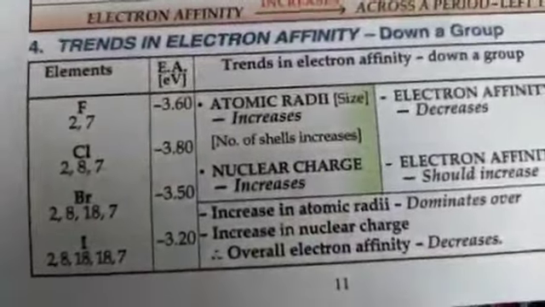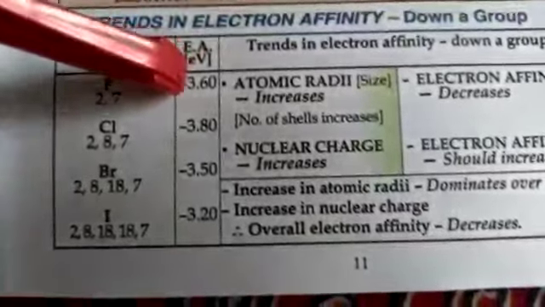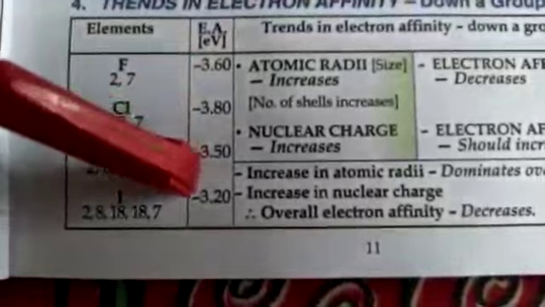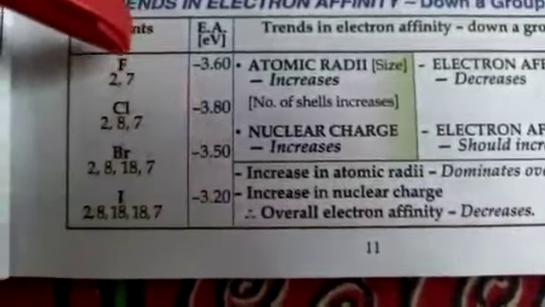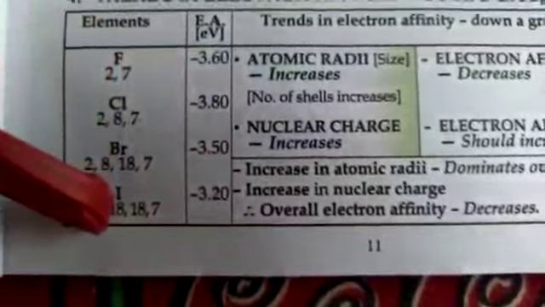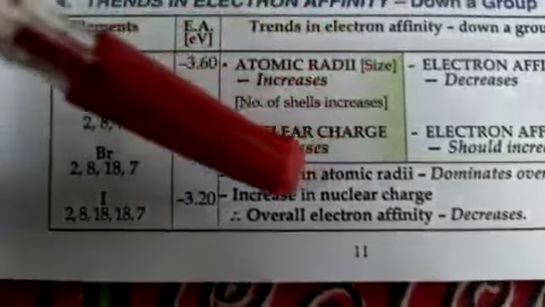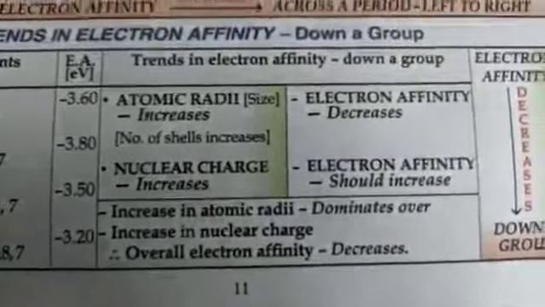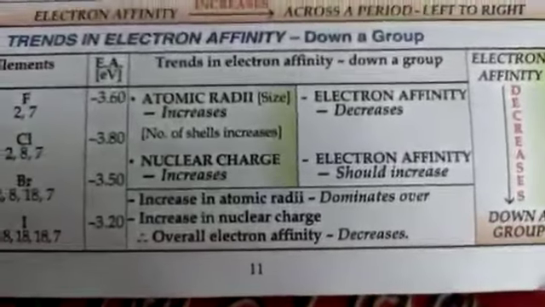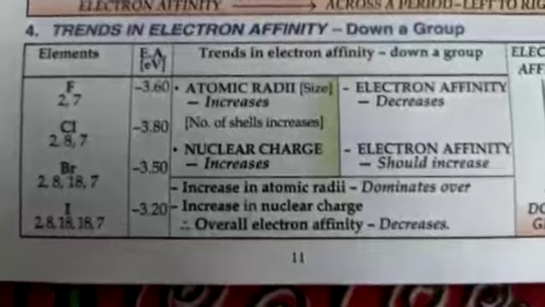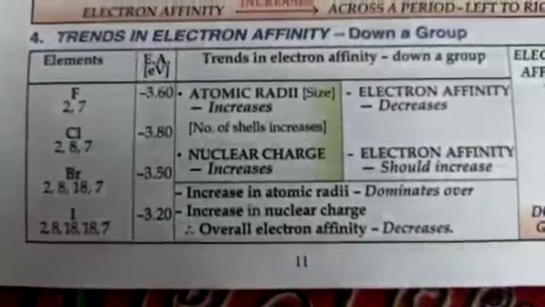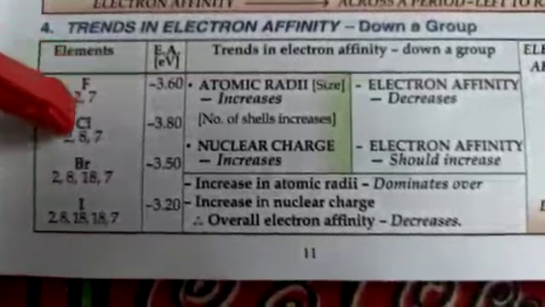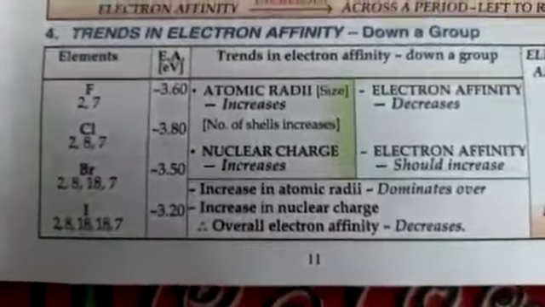What about when we talk about electron affinity down a group? It keeps on decreasing: 3.6, 3.8, 3.5, 3.2, when we move down the group. The same reason also dominates over here, what we have learned in ionization potential. So do remember, in case of both ionization potential and electron affinity, they decrease down the group and increase across a period.